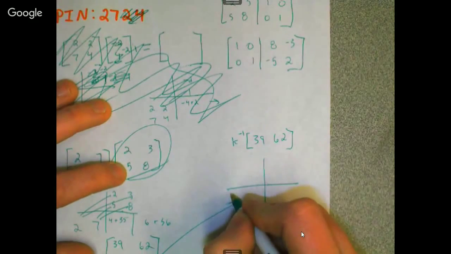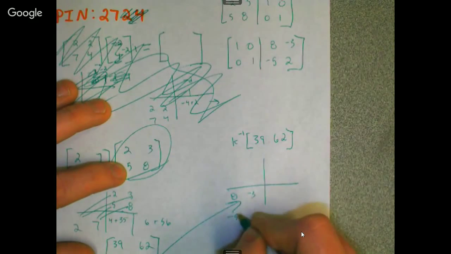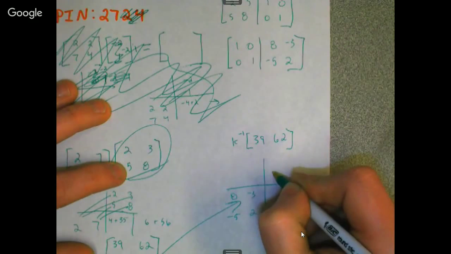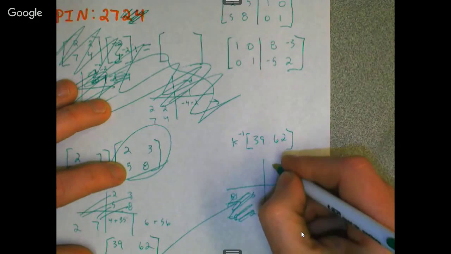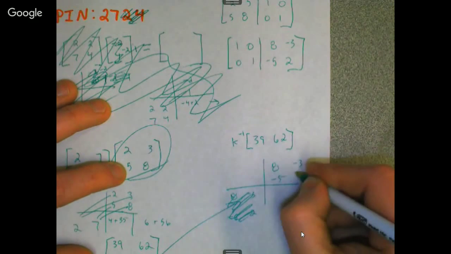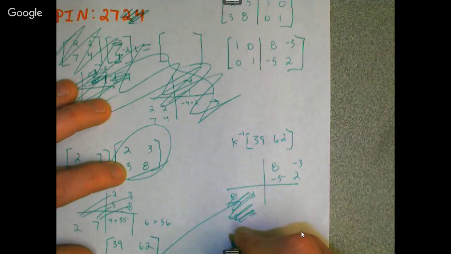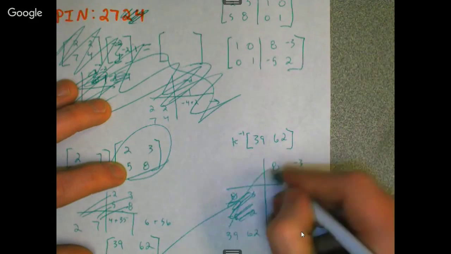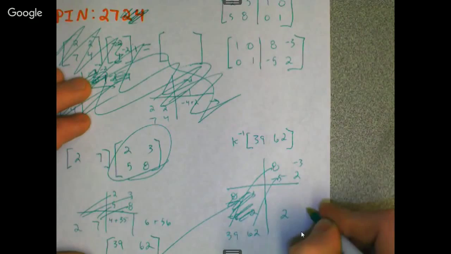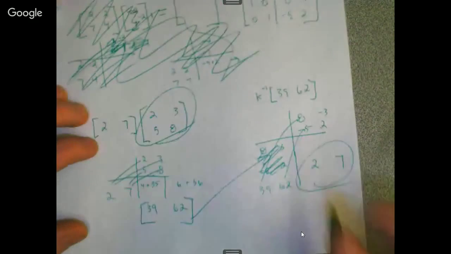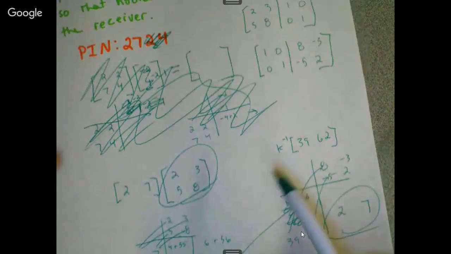So that's 8 minus 3 minus 5, 2. Whoop, I did it backwards. We put the key up here. And then this should be 39, 62. So if I multiply those on both sides, I'll get back 2 and 7. Okay, we're going to spend quite a bit of time on this encryption stuff. It's pretty neat the way it works out.